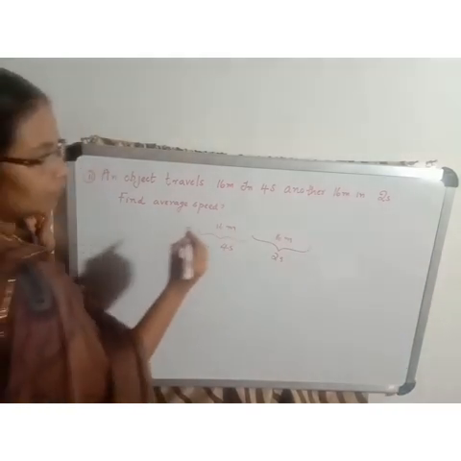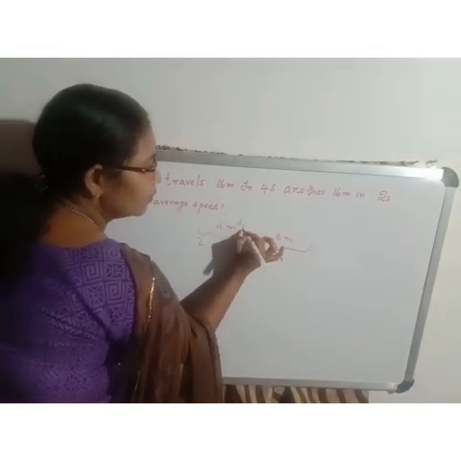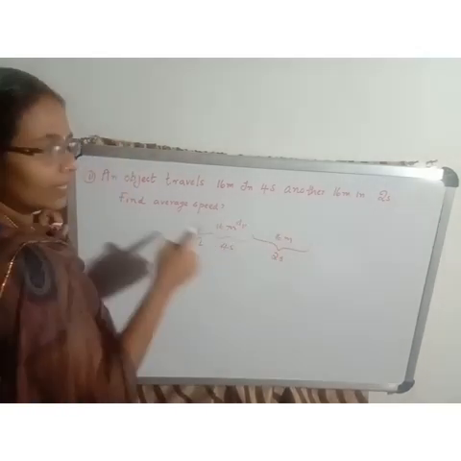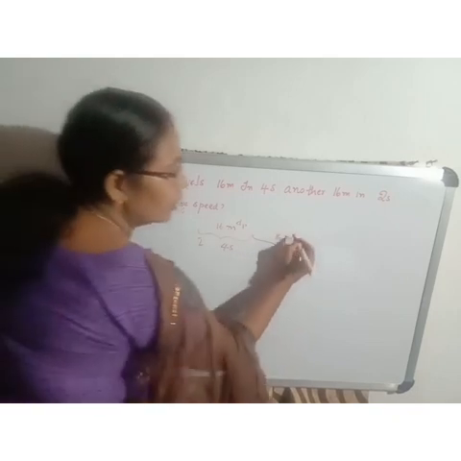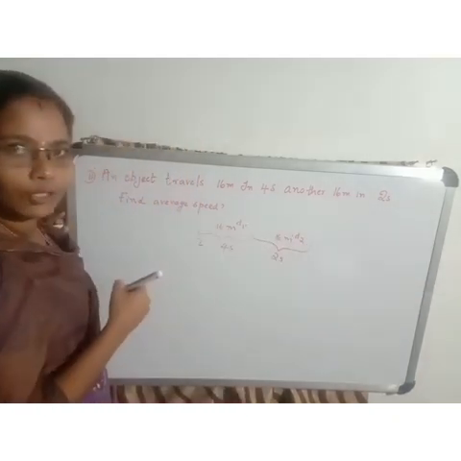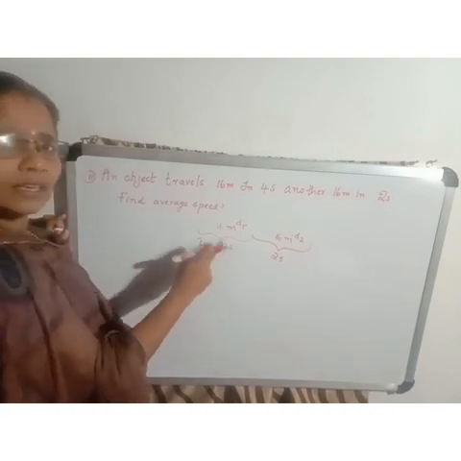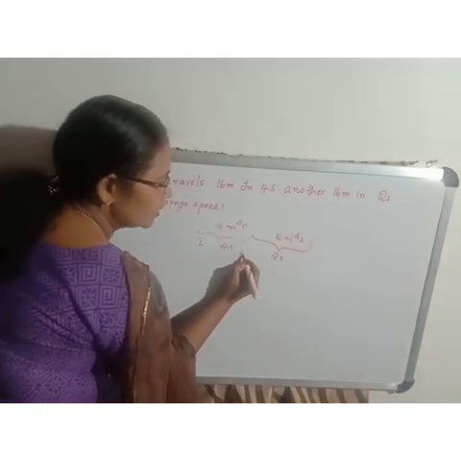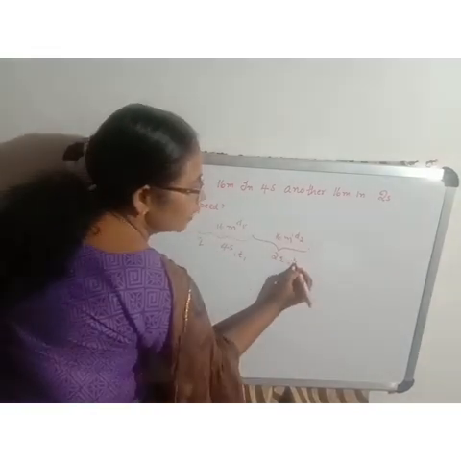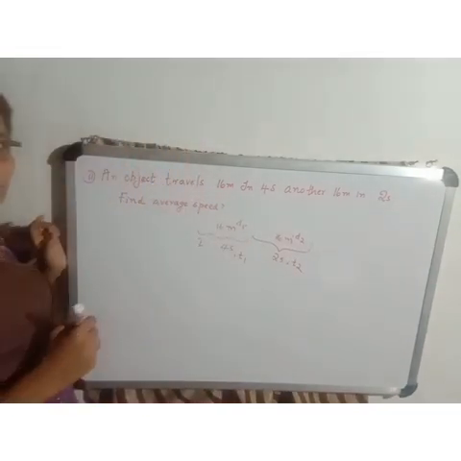So we have first distance, which is 16 meter. I put that as D1. The second distance it travels, again another 16 meter, I put it as D2. Time: first time I am putting it as T1, which is 4 seconds. And the second time I am putting it as T2, which is 2 seconds.